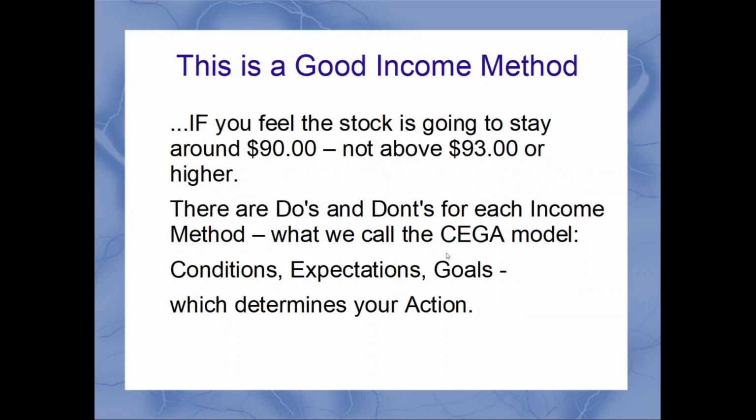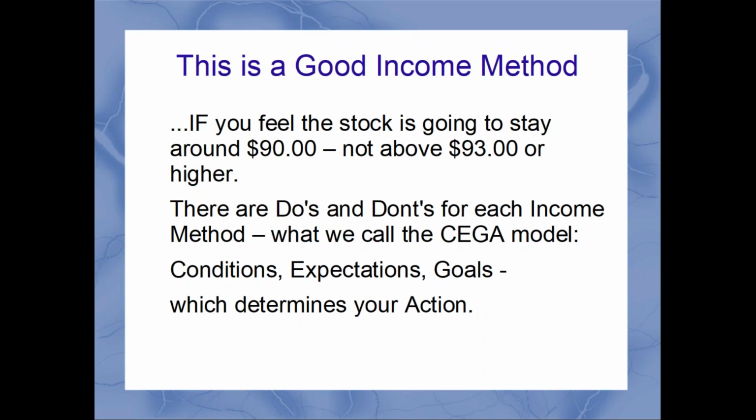The structure of this income method number one on Ollie is a decent income method if and only if I felt the stock was going to stay right around 90, maybe between $89 and $91 per share. If my expectation is the stock might continue up and go to 92, 93, or 94, that's not a good adjustment, taking a look at the profit and loss chart.